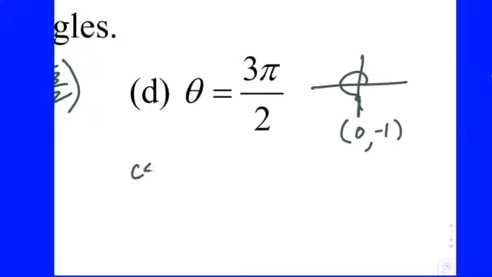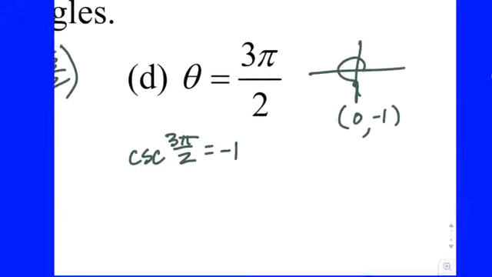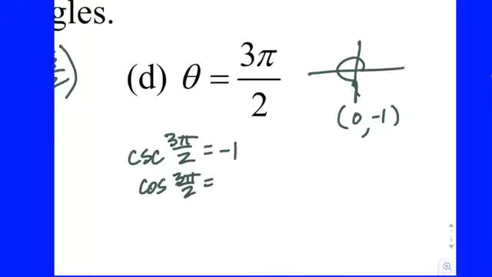So what would cosecant of 3 pi halves be? Cosecant is the reciprocal of sine. If you say cosecant backwards, it's still cosecant. That doesn't help you. But you should know it's the reciprocal of sine. What's the reciprocal of negative 1? Negative 1, yeah. 1 and negative 1 are their own reciprocals. Okay, what's cosine of 3 pi halves? 0. Very, very good. What is secant of 3 pi halves?